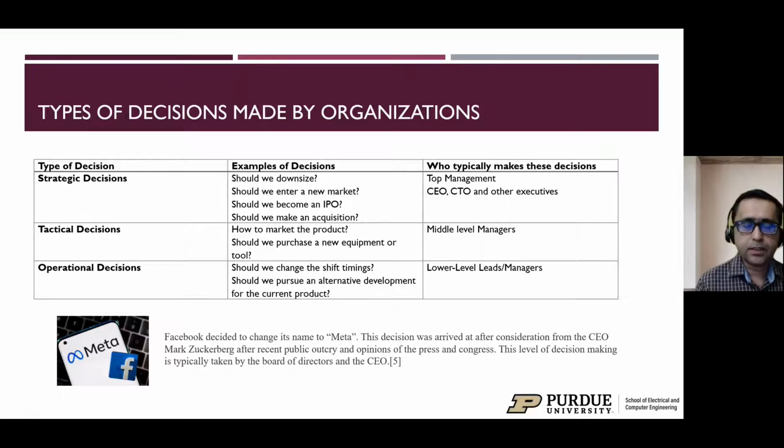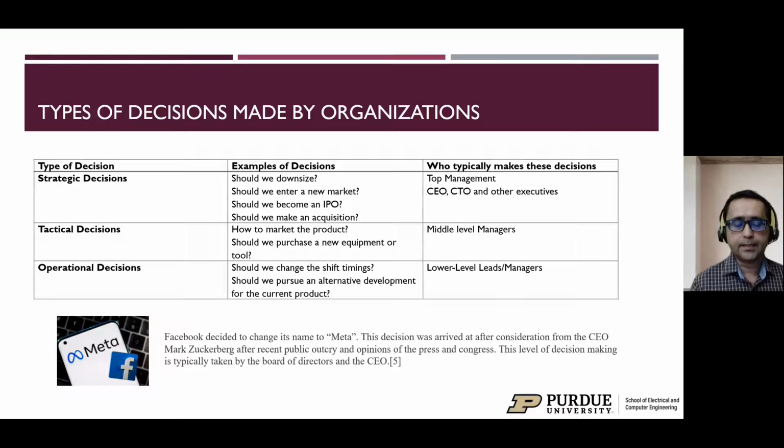Then comes the third or last level of decision making called operational decisions. This could be a change in shift timings, or whether they should make their employees work more or work less to increase or decrease productivity. And it could also be whether they should pursue an alternative development process for the current product. So this clearly shows the different types of decisions which are made and at what levels.